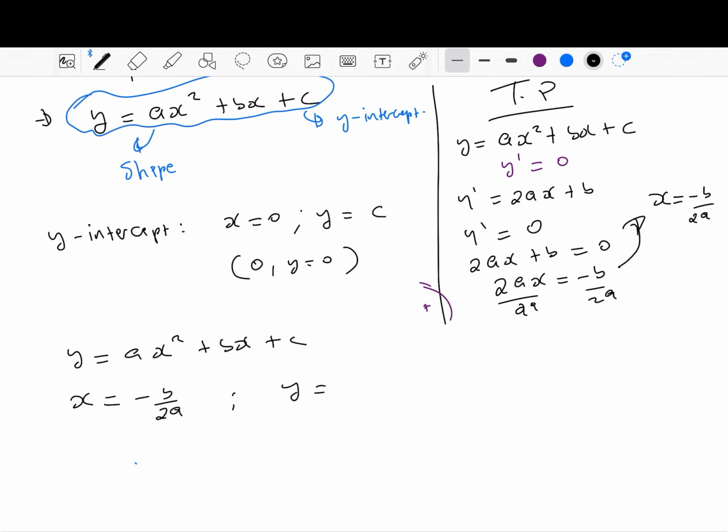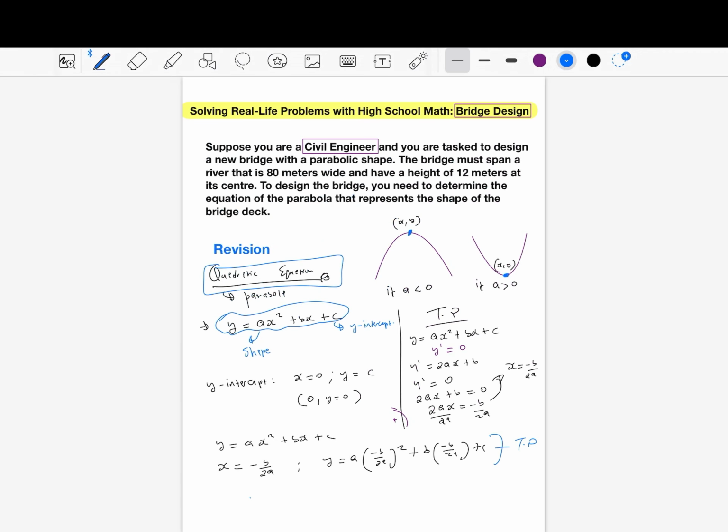Now the y value of the turning point is found where there's x in the original equation. Where there's x, you just put minus b over 2a. So you have a times minus b over 2a squared, plus b times minus b over 2a, plus c. This is the y value of the turning point, and this is how you calculate the turning point. Right, so this is my revision of quadratic equations, turning points, and derivatives.